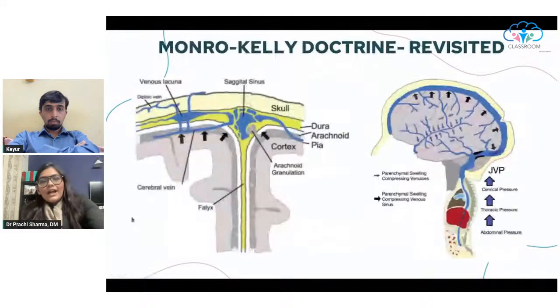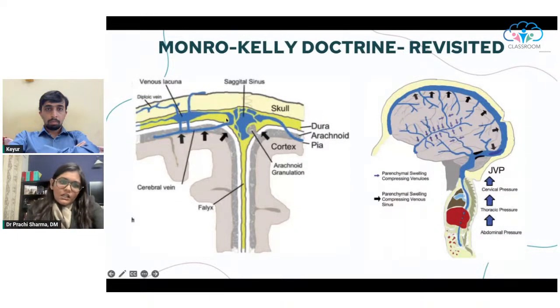Another important thing to understand in the pathophysiology of CVT is that, as Dr. Keyur mentioned, these sinuses are triangular dural reflections, which are prone to compression and distension, right? Because they don't have a muscular wall as your arterial circulation.